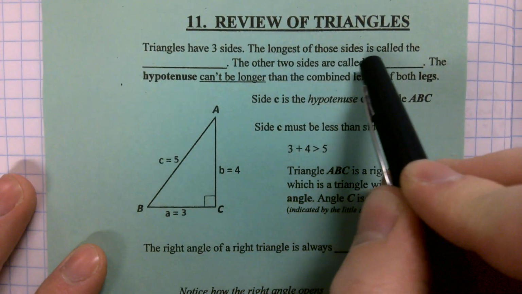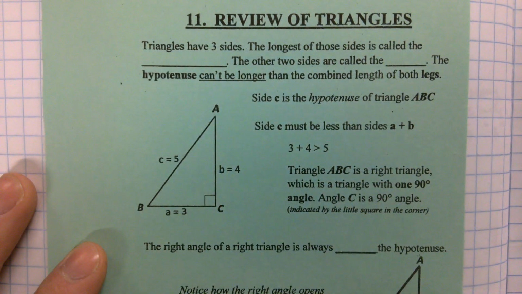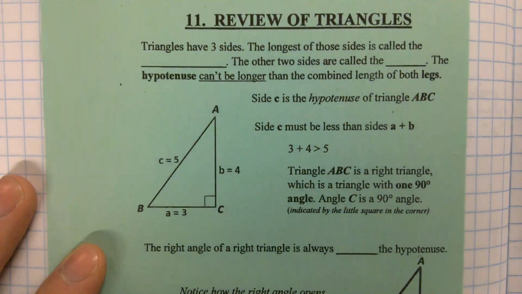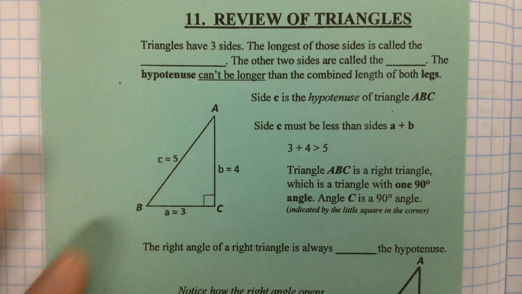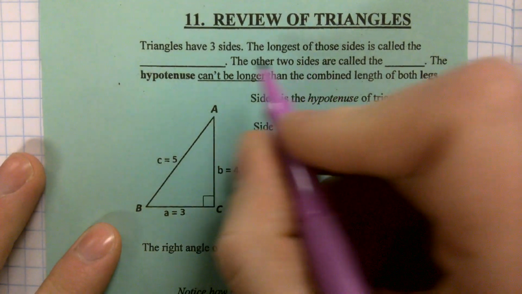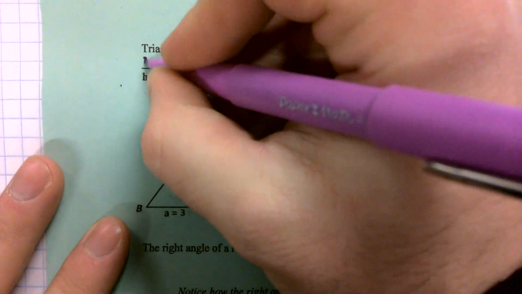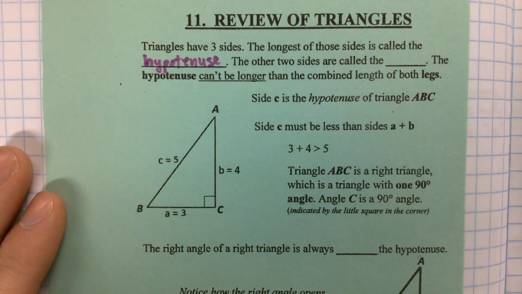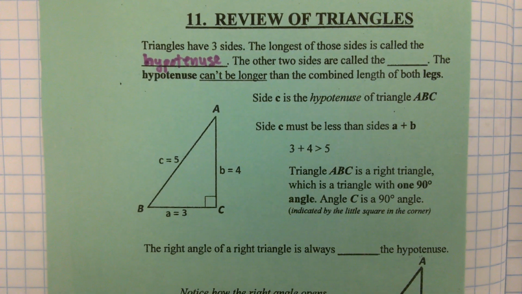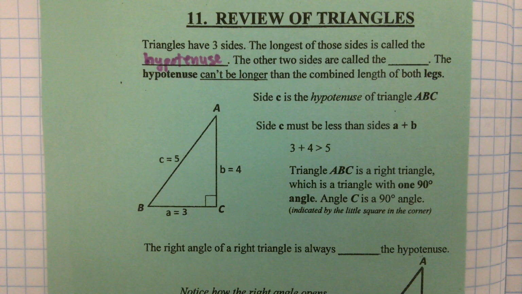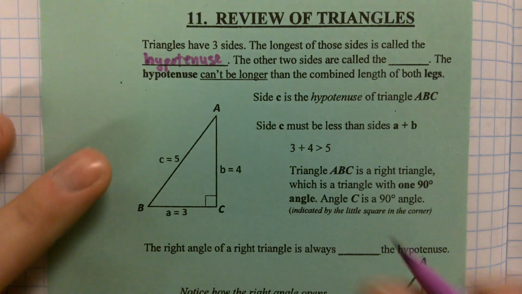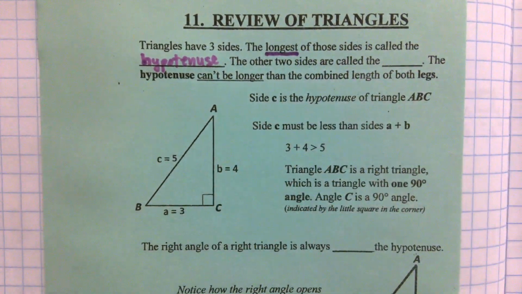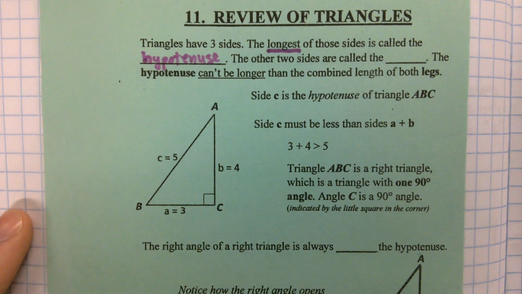The longest of those sides is called the... Does anybody know? What was that? Okay. The longest of those sides is called the hypotenuse. Sounds like a Dr. Seuss character, a hypotenuse. Everybody say that out loud, hypotenuse. One more time. Hypotenuse. Okay, this is the longest side of a triangle.